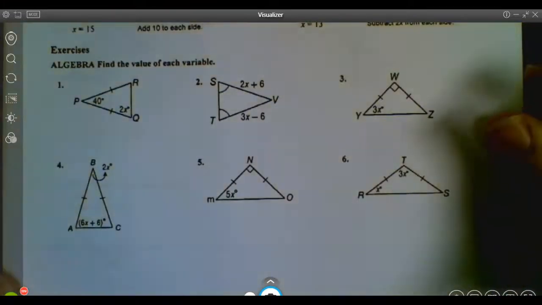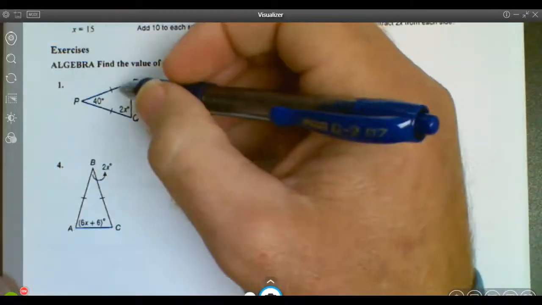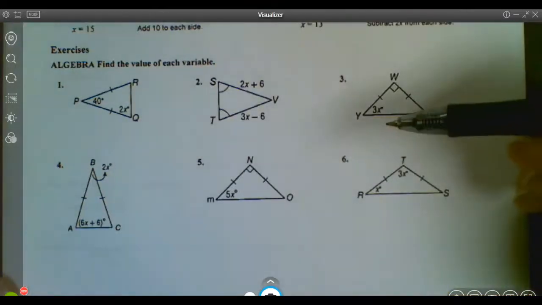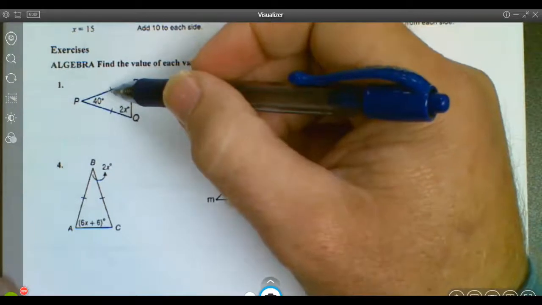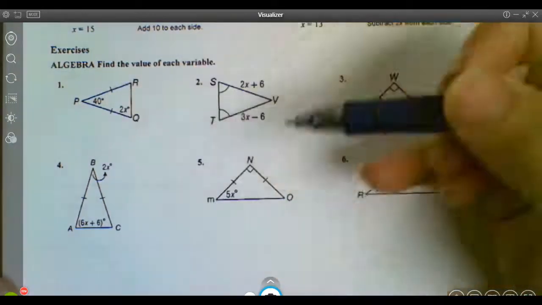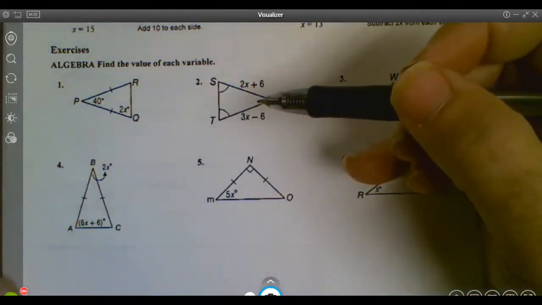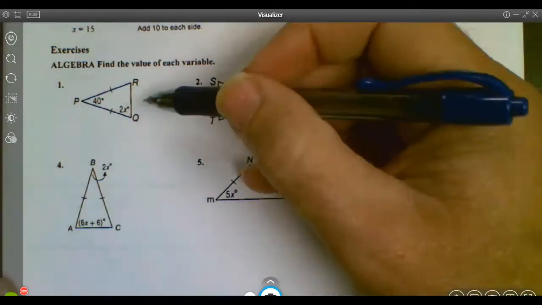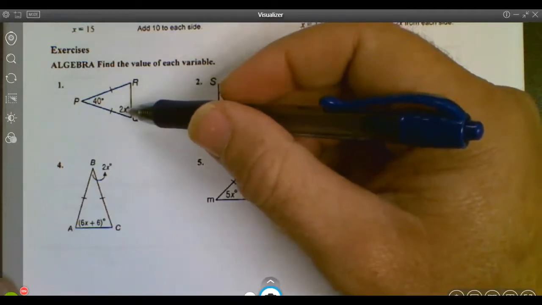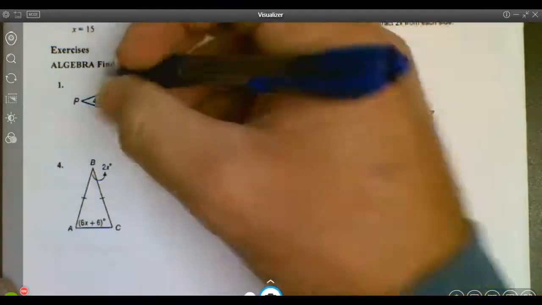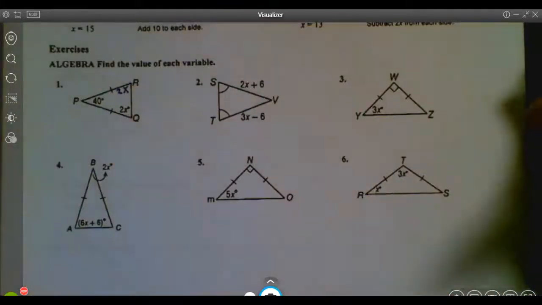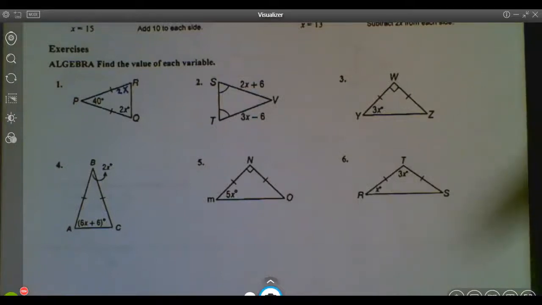As I look at number 1, this one I like because it's making us think outside the box a little bit beyond the examples that we just had. So here are my two congruent sides. If those two sides are congruent, where are the base angles that would also have to be congruent? Well, that would be this guy and this guy, right? So these two must be congruent. So if that's 2x, then this also has to be 2x by our isosceles triangle theorem.